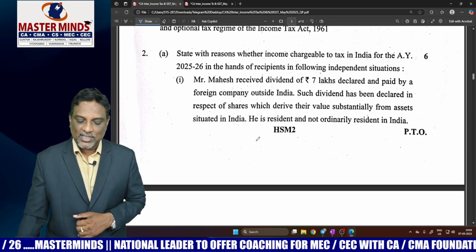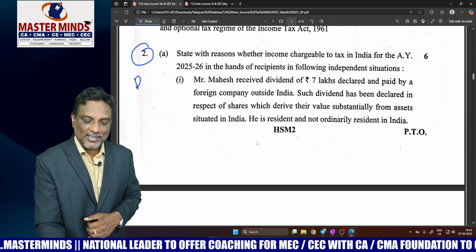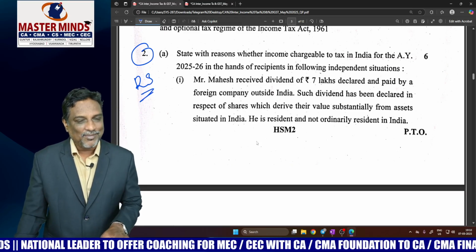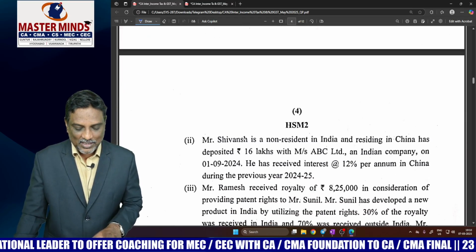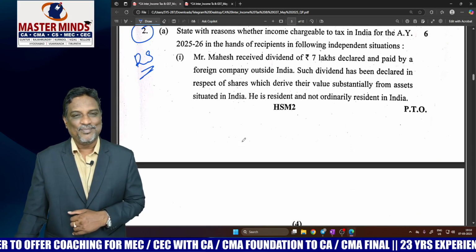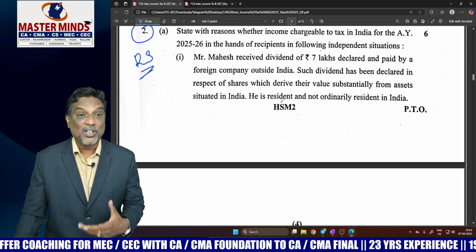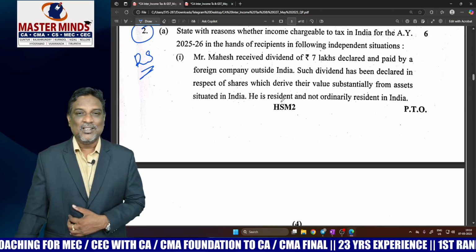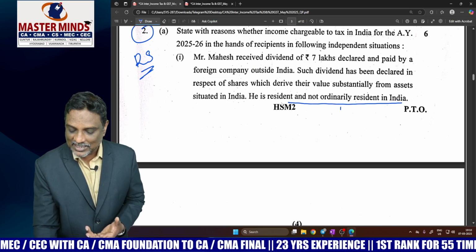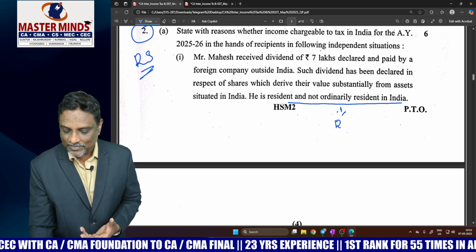The second problem, my dear students, is from residential status. It is an easy problem. Just 3 points into 2 marks, 6 questions. It's a section 5 related problem. The first one is dividend, place of accrual, place of receipt. In the first point, the assessee is an RNOR. Based on this status, you have to answer this question.